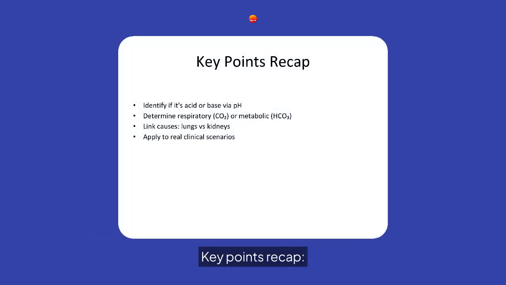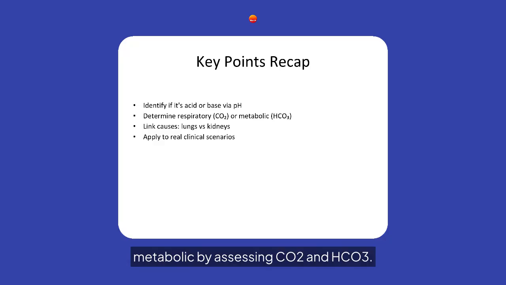Key points recap. Identify if the condition is acidic or basic via pH. Determine if it's respiratory or metabolic by assessing CO2 and HCO3. Link the causes to either lungs or kidneys and apply this knowledge to real clinical scenarios for effective management.